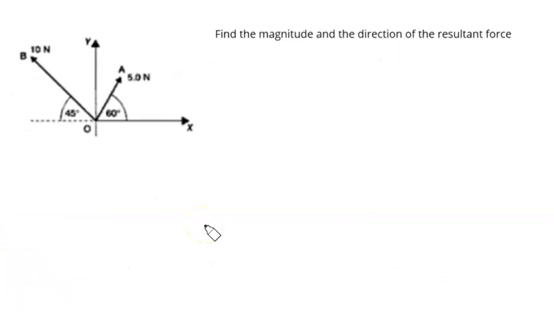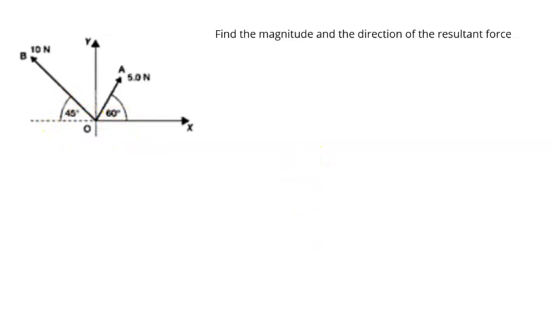Alright, so let's look at this question. It says find the magnitude and direction of the resultant force. Here we have two forces. One is called A, it's 5 newtons. One is called B, 10 newtons. A is at 60 degrees to the horizontal, B is at 45 degrees.